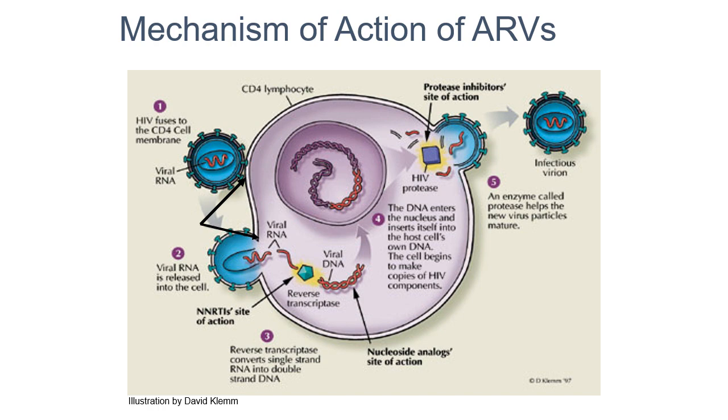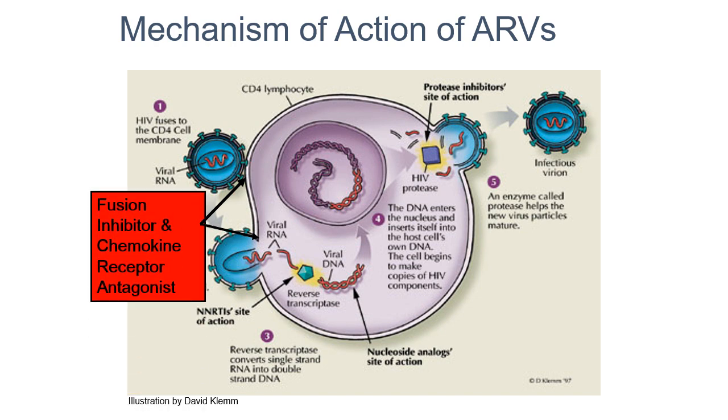Now you can see here the first step, fusion. Here I told you the virus attached to the CD4, the viral glycoprotein attached to the CD4 and the other co-receptor, and this process takes place. This is a fusion. After fusion, the viral DNA or RNA particles enter. So that step can be inhibited by fusion inhibitors and chemokine receptor antagonists. So here, this is the first one.